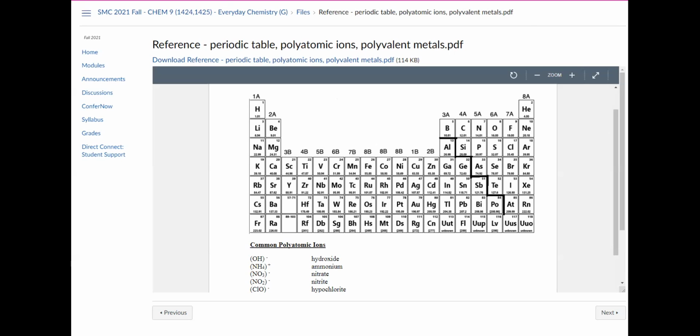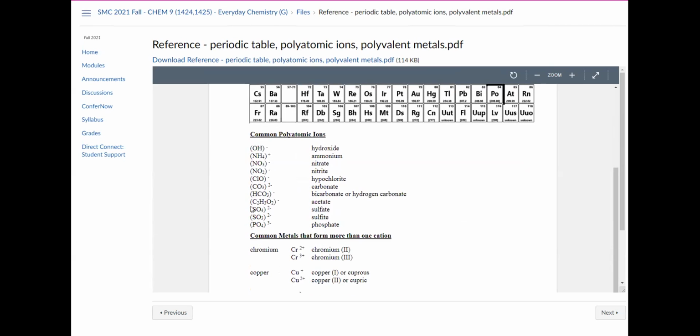The periodic table family numbers will tell you the charge values of the elements that are in the A series. So the A series elements, 1A, 2A, 3A, those become +1, +2, or +3 ions. And then 5A, 6A, 7A, those become -3, -2, and -1 ions. Okay. You will also need the polyatomic ions, or you can memorize them.